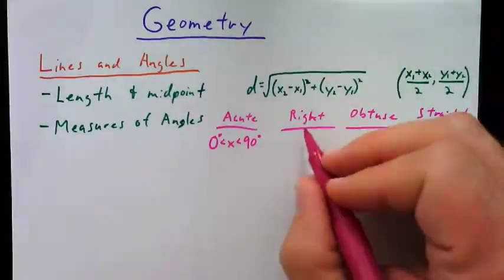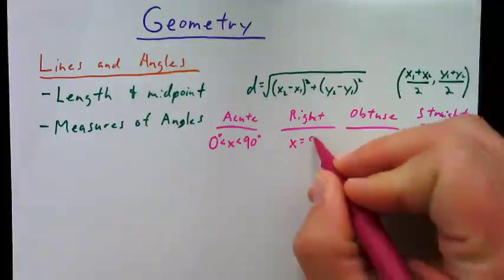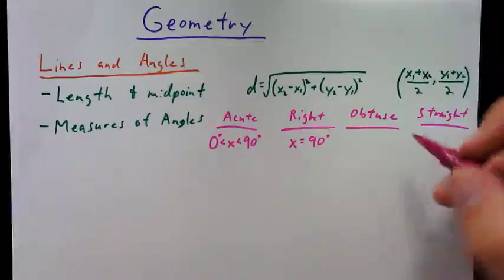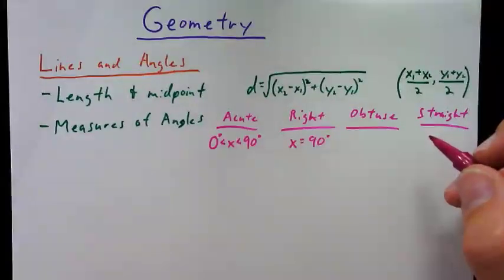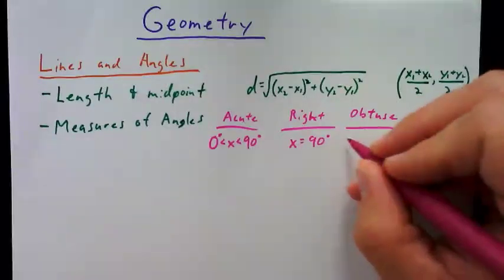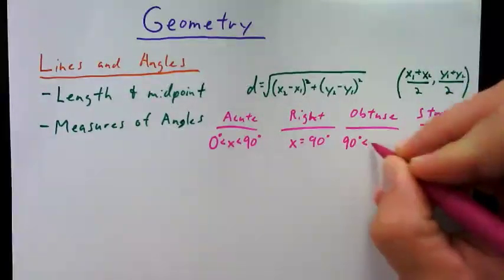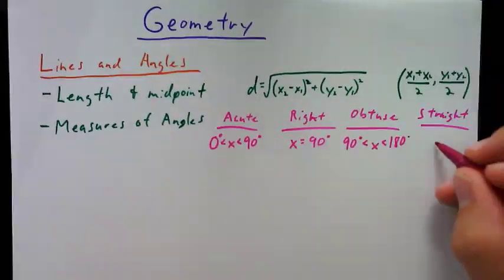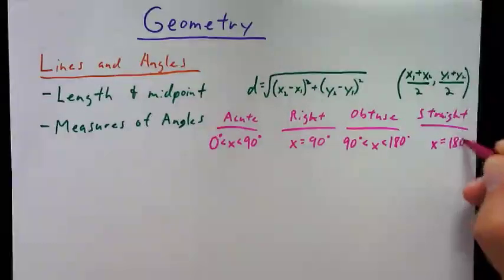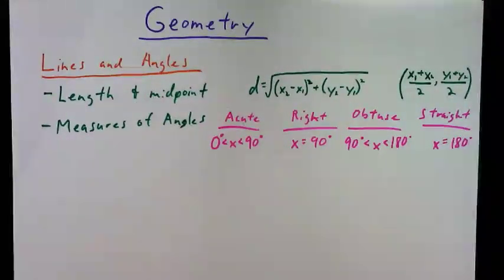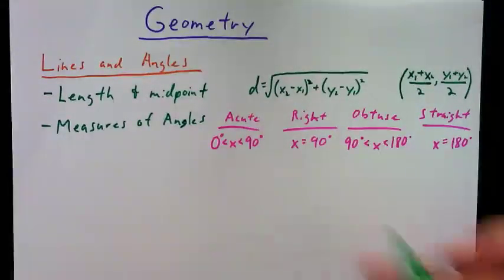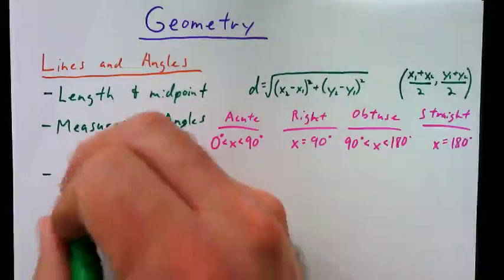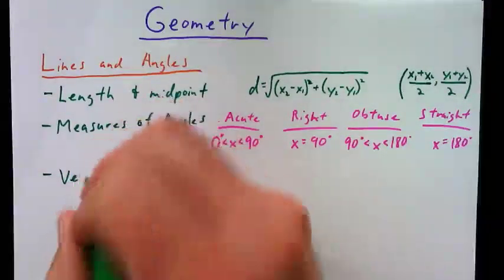For a right angle, exactly 90. For an obtuse angle, greater than 90 but less than 180. Yeah, so this is fall between 90 and 180. And then a straight angle, 180. So those are the main angles that we need to know by their measurements. Now, this next one you use in geometry a lot when solving for different measurements.